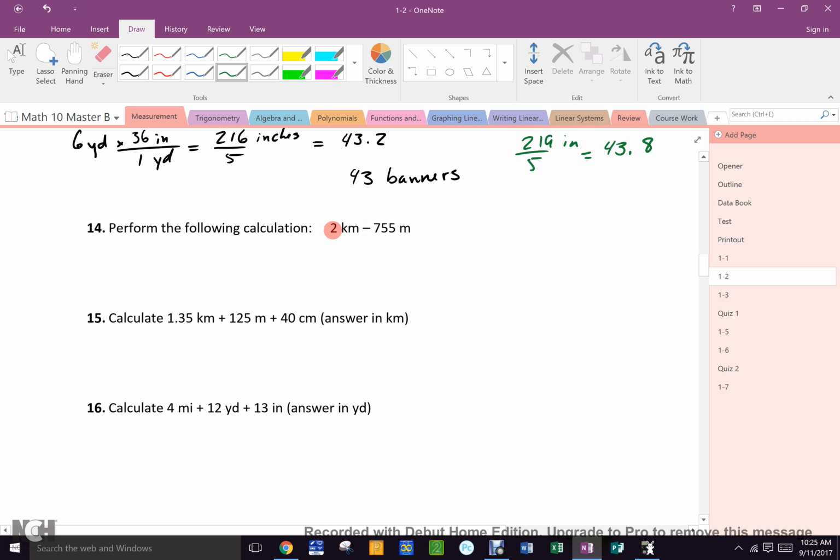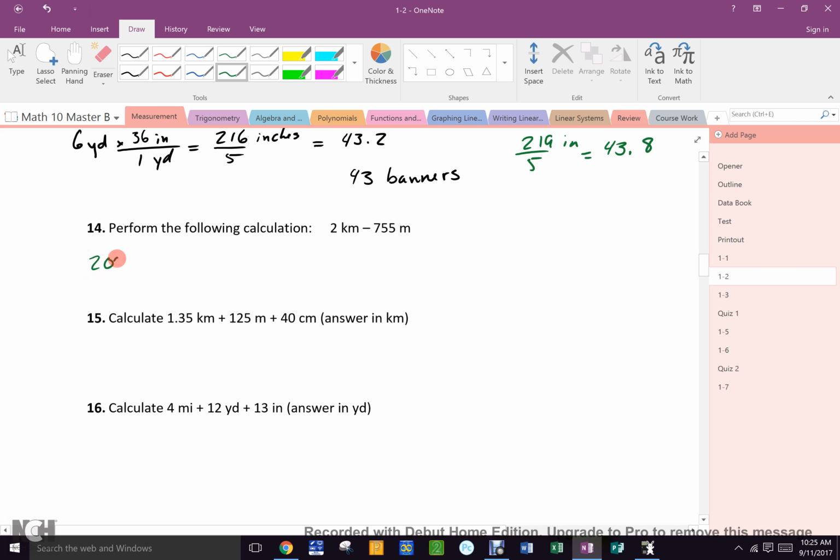Perform the following calculation. 2 kilometers minus 755 meters. Why can I not do that question right now? You have to convert. I have to convert, don't I? Because I can't do 2 minus 755. Which one do I convert? Does it matter? If I convert kilometers, how many meters are in a kilometer? 1,000, and I have 2 of them. So how many meters do I have?